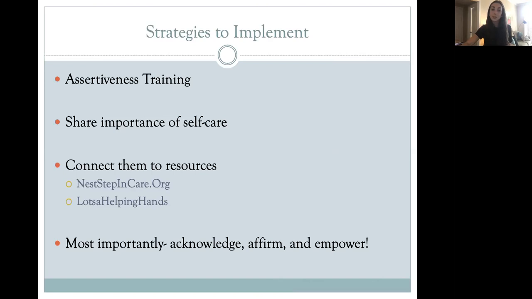So some strategies just to wrap up here that you can incorporate these forms of communication are assertiveness training. So just as we teach our clients to advocate for themselves and to ask for help and to clarify if they don't understand, we should really encourage caregivers to do the same. We should encourage them to delegate different tasks, to ask doctors for clarification if they don't understand, and to ask for changes to be made if something is not working out for them.